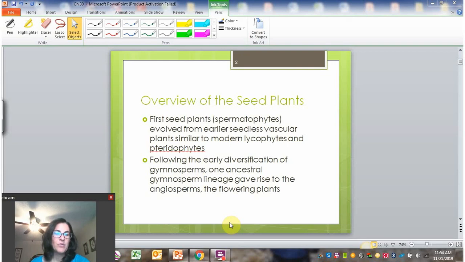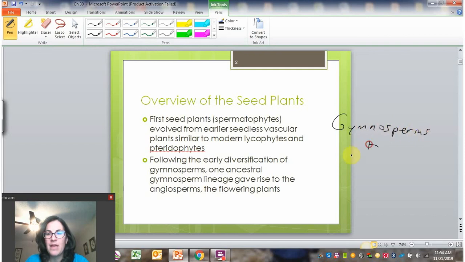Seed plants are the most recently evolved plants and the type of plant that most people are familiar with. So most of the plants that you think of, trees and flowers and all that, are seed plants. They did evolve from their ancestors, seedless vascular plants like the lycophytes or the pteridophytes. The seed plants include two major groups, the gymnosperms and the angiosperms.